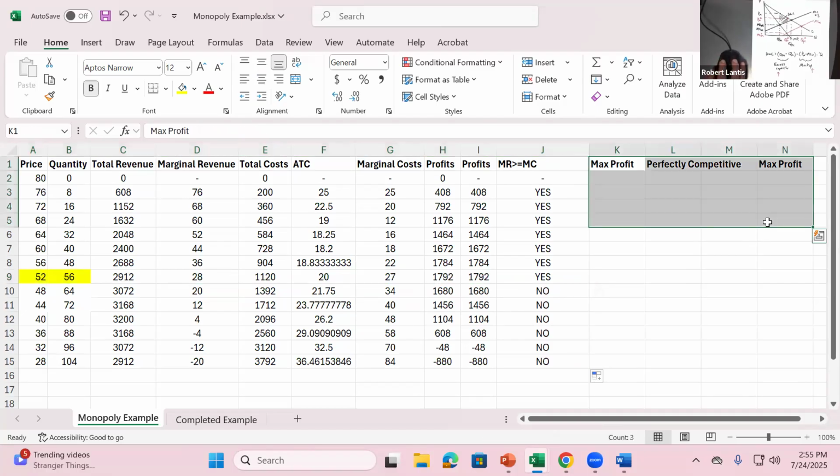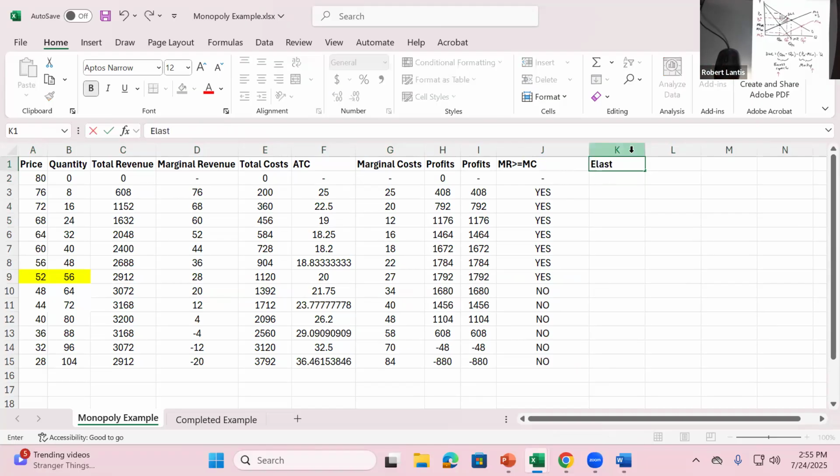One thing I do want to point out, though, as long as we're here, and this could help you with the quiz and the exam. Remember last class we said I can figure out if demand is elastic or inelastic based off of the marginal revenue. So I could just look here and say every time my marginal revenue is positive, that told us that the demand curve was elastic. And everywhere where it's negative, that would be where it's inelastic.